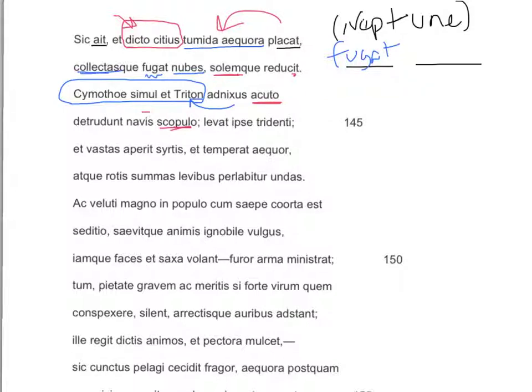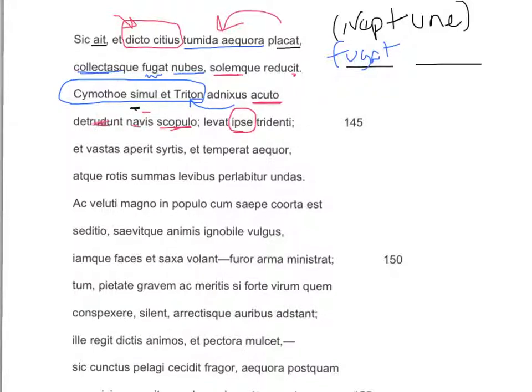So Cymothoe and Triton work together, apparently, to free the ships, but only Triton is the one using a sharp rock. I don't know. Maybe that's his tool. Okay, then we're going to continue. Levat ipse tridenti. Notice Virgil wants us to understand that Triton and Cymothoe are no longer the subjects. He's given us a new nominative, ipse, and that refers to Neptune himself. He himself lightens something, or lifts stuff up, with his trident.